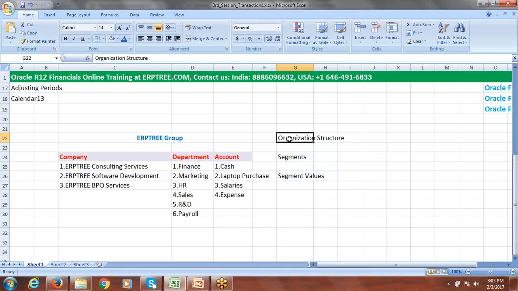So first we have to create the organization structure. Under that you have to create segments. Under segments you can create the segment values. So these three we have to create. This is a hierarchy we have to follow. First, organization structure. Under organization structure, segments. Under segments, segment values. You cannot change this sequence. You cannot change this hierarchy.